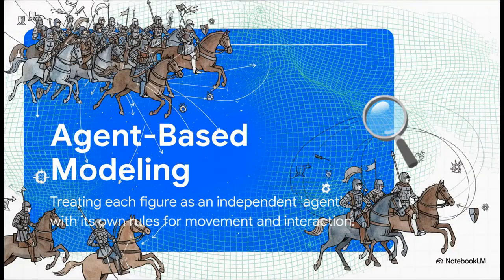So how does that even work, right? Well, the tech behind it is called agent-based modeling. And honestly, the easiest way to think about it is like a video game. Each warrior, each horse in that drawing becomes its own little character, or agent. They're all independent, and we just give them a really simple set of rules to follow, like seek out the enemy, stick close to your allies, and try not to run into each other.